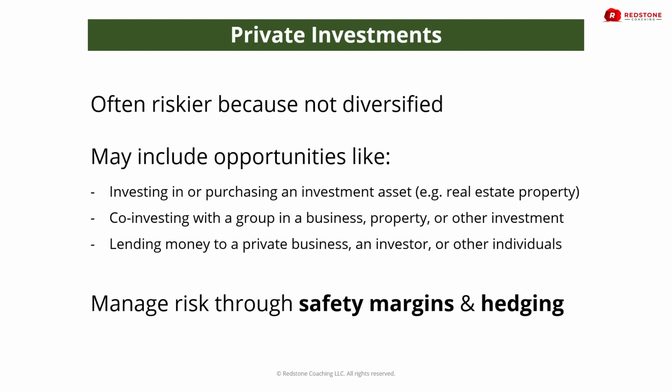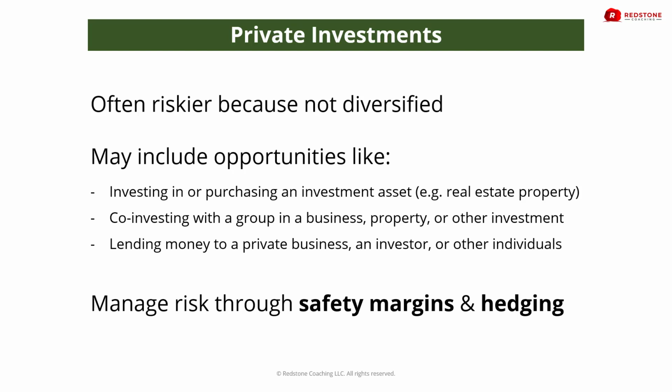The second example is co-investing with a group in buying a business or a property or some other type of investment. Think of that as pooling money. You could have 5 friends and all of you put in, say, $10,000, you have $50,000, and then together as a group, you buy one individual investment property. That would be an example of co-investing with a group to buy a business or a property. The third example of a private investment is lending money to a private business, to an investor, or to some other type of individual, and then allowing those people to put your money to work, and they pay you interest payments. So there are many, many different types of private investments.